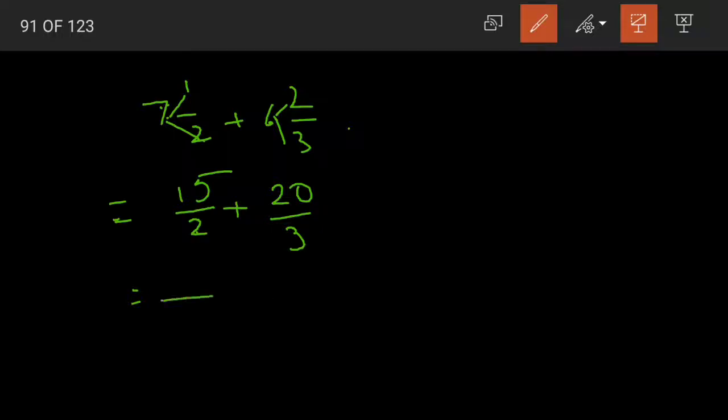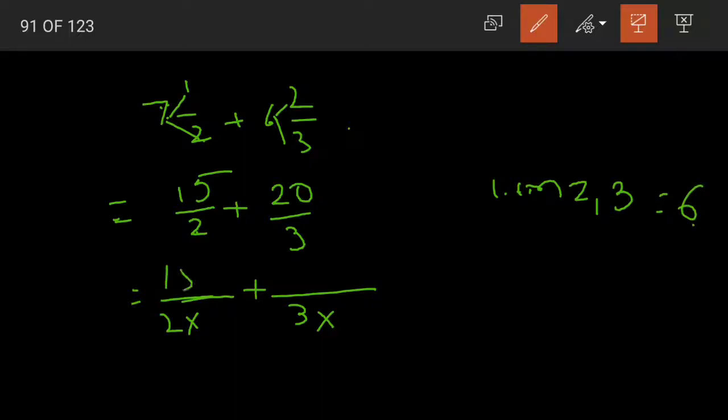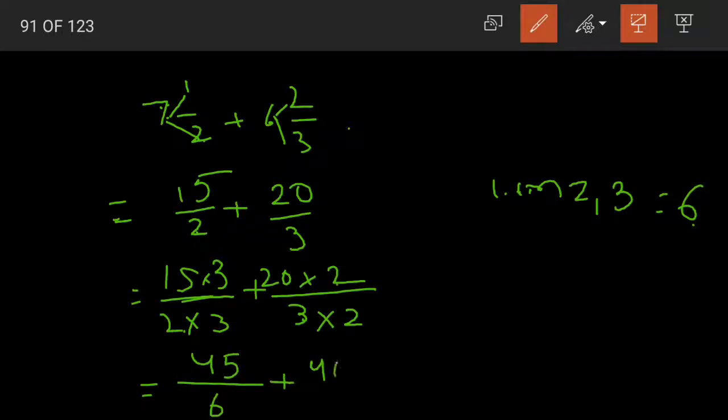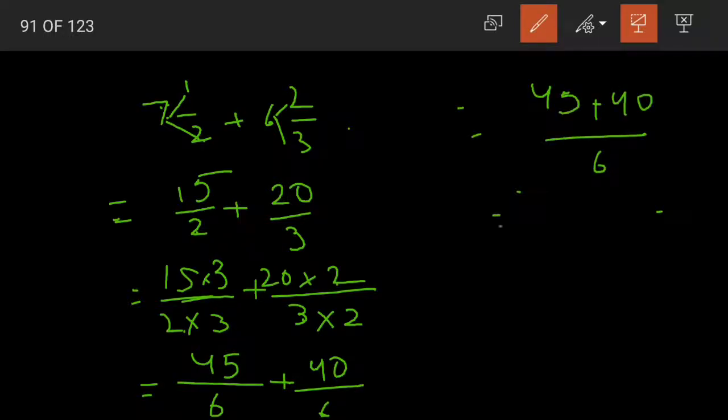Now again the denominators are different, so we need to find out the LCM. As we have already done, the LCM of 2 and 3 is equal to 6. So we have to multiply here 2 with 3 to get 6 and multiply 3 with 2 to get 6. 15 into 3, 45 divided by 6, plus 20 into 2, 40 divided by 6. Now we have the same denominators. So 45 plus 40 divided by 6, that is equal to 85/6.